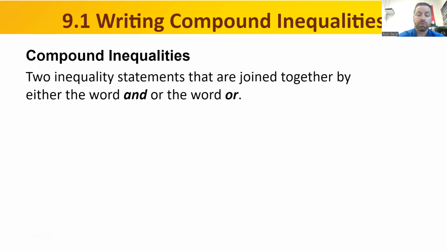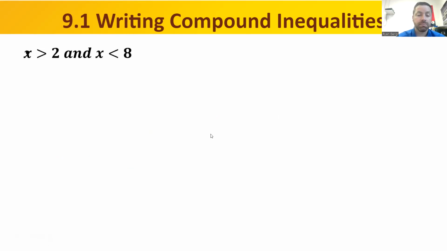Okay. So two inequality statements that are joined together by either the word and or the word or are called compound inequalities. So x is greater than 2 and x is less than 8. On a number line, let's graph x is greater than 2. Well, that's an open circle, and all the numbers bigger than 2 are to the right. x is less than 8. That's an open circle at 8, and all the numbers to the left. Well, where do those two lines overlap? And you can see it's between them. And so what you'd want to do is erase the two ends and leave your graph like this. All the numbers between 2 and 8 would fit this situation.